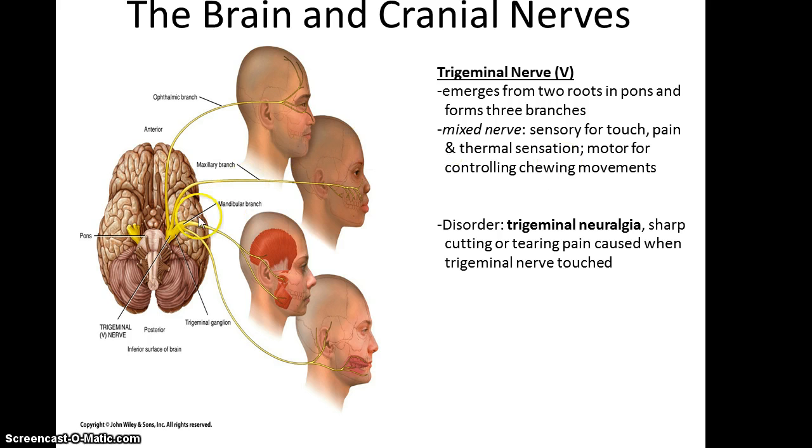Trigeminal nerve. Trigeminal nerve is named because it quickly branches into 3 very significant nerve branches. It is a mixed nerve, so it has sensory neurons for touch, pain, and thermal sensation, and also it controls muscles that are involved in chewing. If you have damage to your trigeminal nerve, you can get trigeminal neuralgia, which is where you can feel a sharp cutting or tearing pain anytime there's a light touch to your face that also is contacting an area that the trigeminal nerve is in charge of.